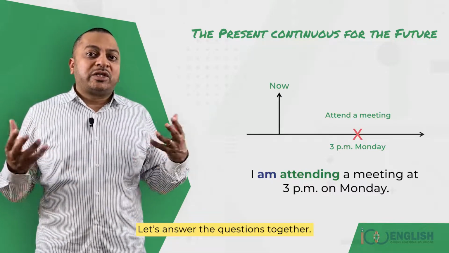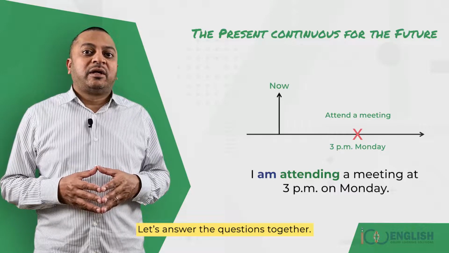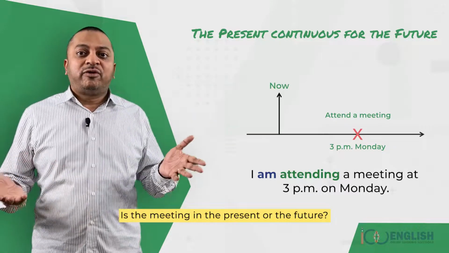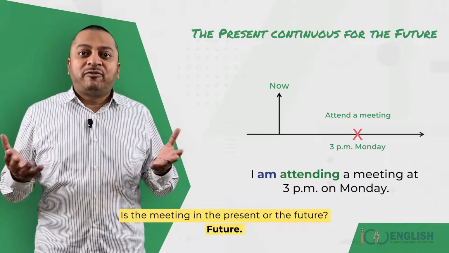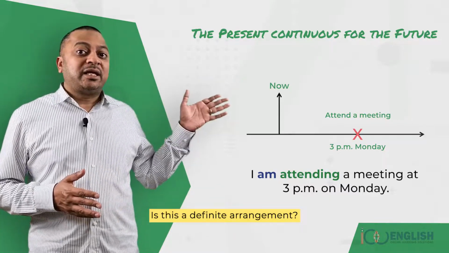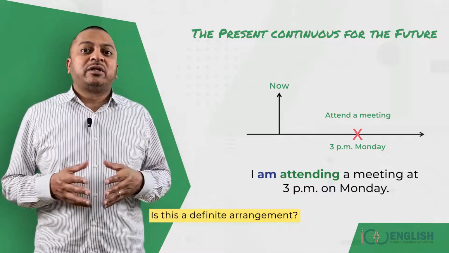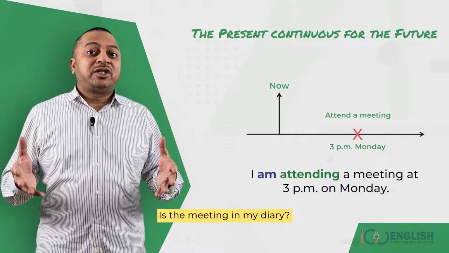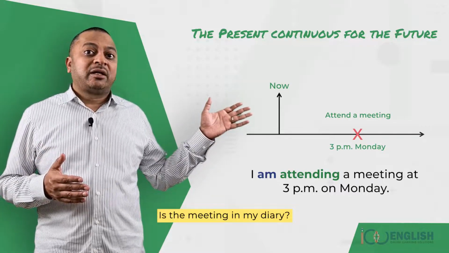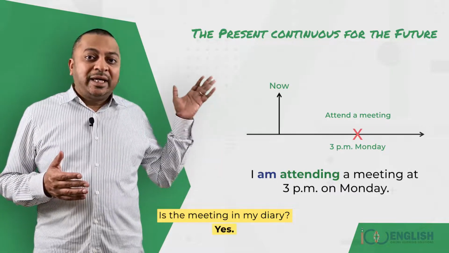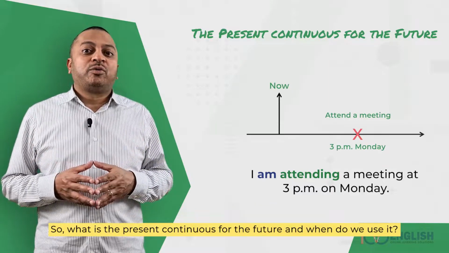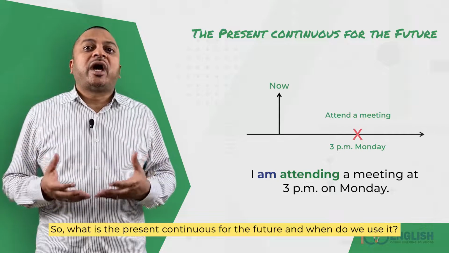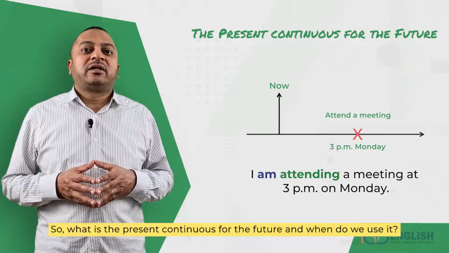Let's answer the questions together. Is the meeting in the present or the future? Future. Is this a definite arrangement? Yes. Is the meeting in my diary? Yes. So, what is the present continuous for the future and when do we use it?